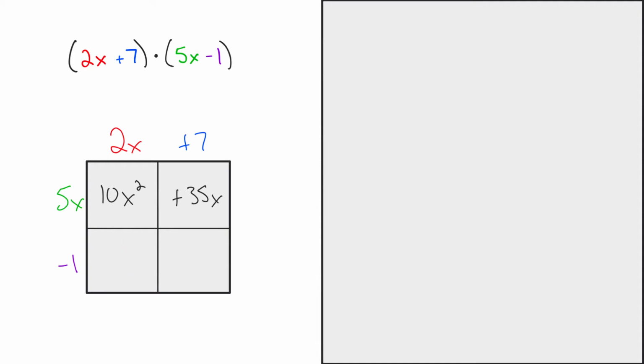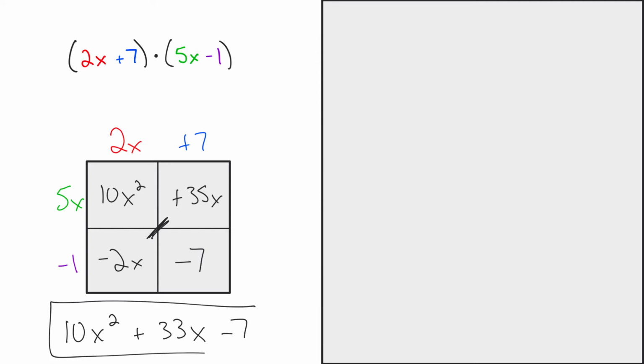To get the bottom left, it is negative 1 tall, it is 2x wide. Multiply them together, you get negative 2x. Bottom right box, it's negative 1 tall, 7 wide. So that leaves us with negative 7. The diagonal boxes are like terms, so they can combine together to get us our final answer of 10x squared plus 33x minus 7. This is our final answer.